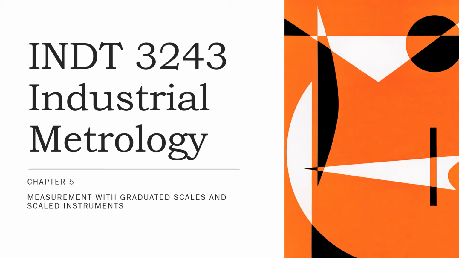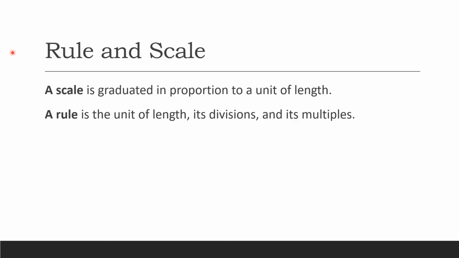So today is chapter 5, and it's about measurement with graduated scales and scaled instruments. You have to know what a rule is and what a scale is. A scale is graduated in proportion to a unit of length, and a rule is the unit of length, its divisions, and its multiples. So the difference is right here.